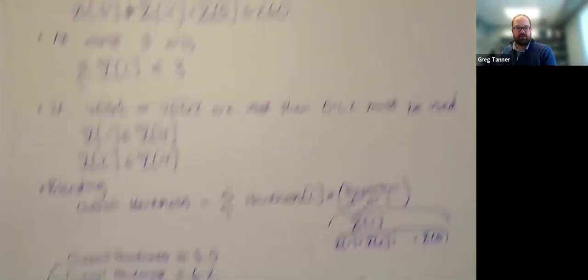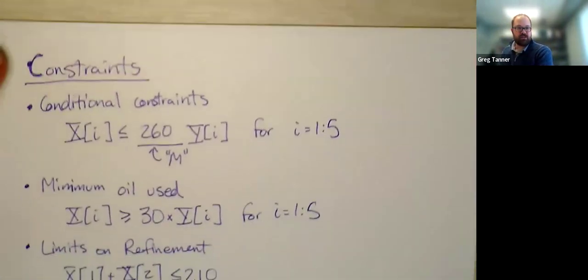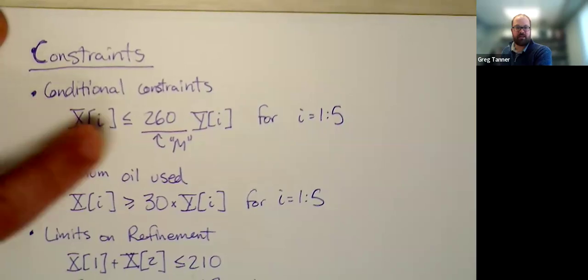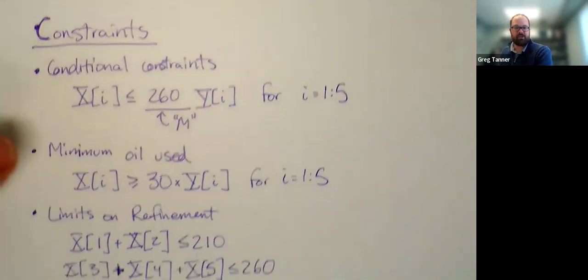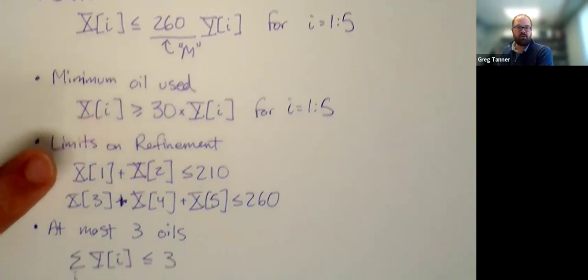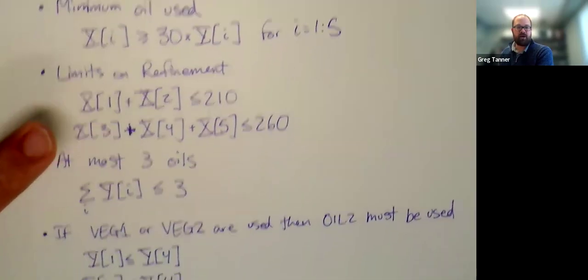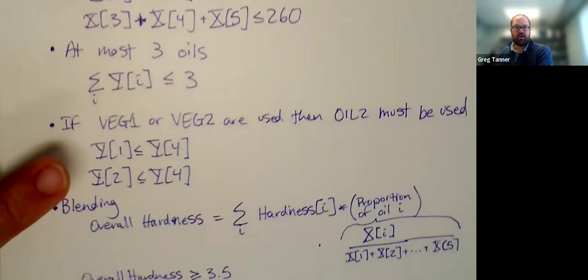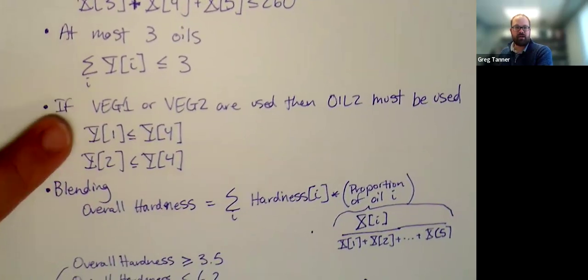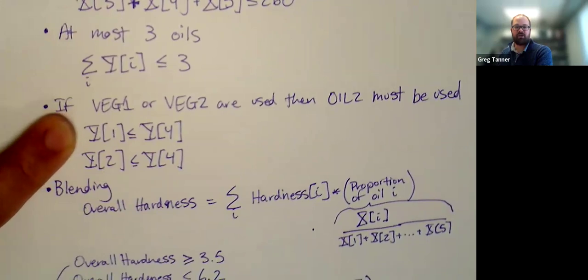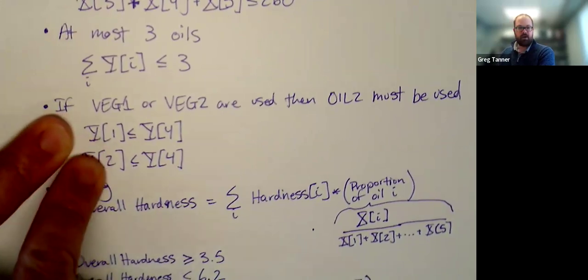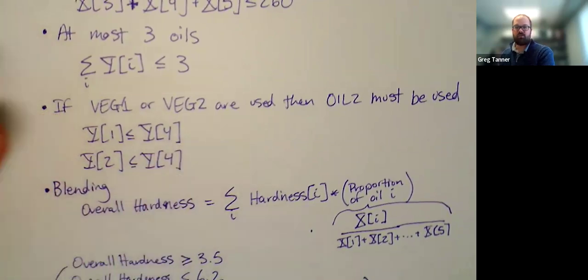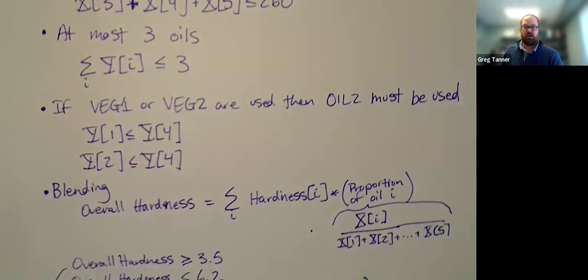We've got our conditional constraints that set up the relationship between the x and the corresponding y variables, a minimum oil used, limits on the amount we can refine, at most 3 oils being used, and the contingent decision that if either veg 1 or veg 2 are used, then oil 2 must also be used.